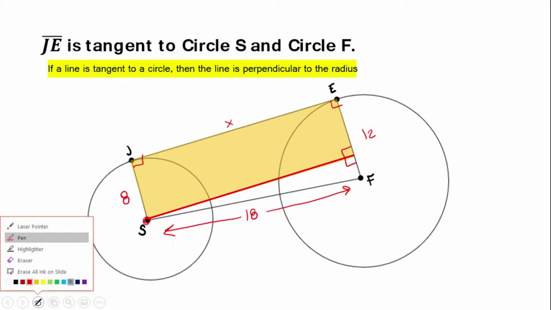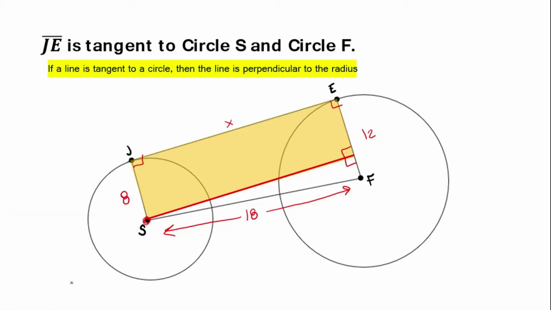Let's start with the rectangle. For rectangles, opposite sides are congruent, so this side is equal to x and this side is equal to 8. Now, we only have one more thing that we need to label here. It's that teeny tiny section under the number 8. That's going to be equal to 12 minus 8, which is 4.